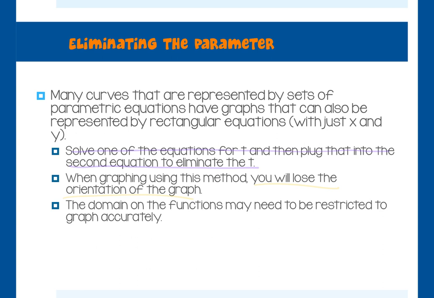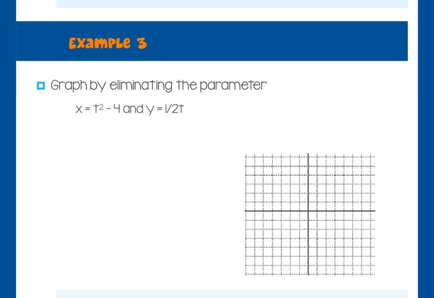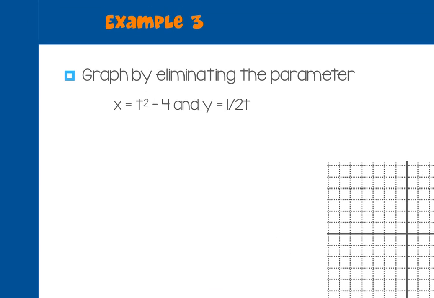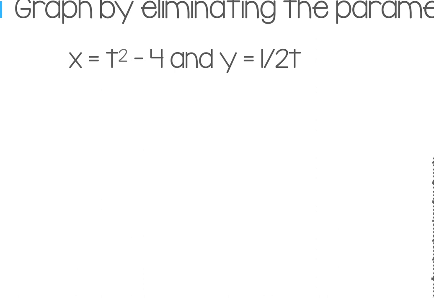So if you have something like a square root where you're going to graph, you won't have to, but it might say something about a restricted domain, and that would just be to give you a more accurate picture. All right, so example 3 says graph by limiting the parameter. So I'm going to look at these 2 equations. They should look familiar. Okay.